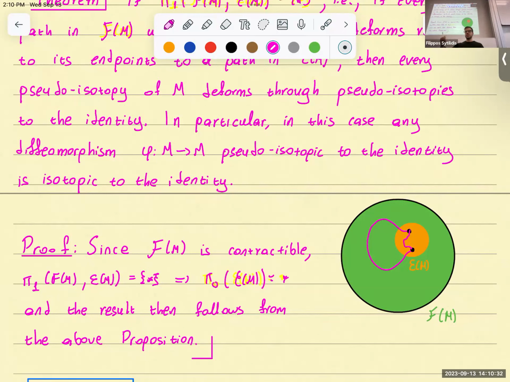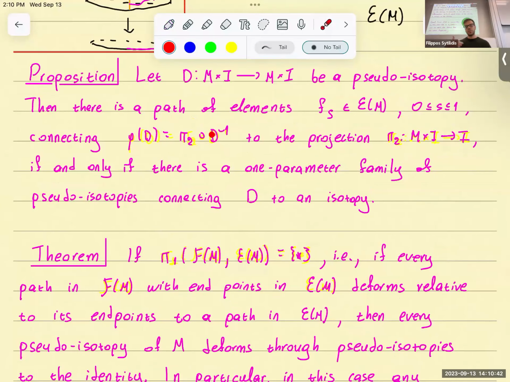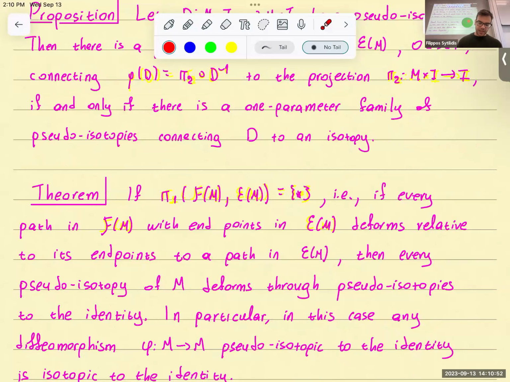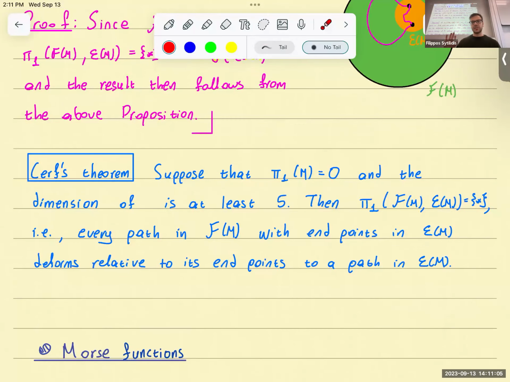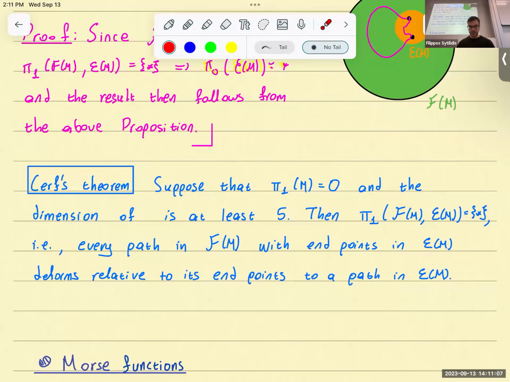And since the space epsilon of M is connected, then I would know that I can always have a path from pi2 composed with the inverse to pi2, which would then imply that every pseudo-isotopy on M is equivalent to an isotopy. And what Cerf proved is that if your manifold is simply connected and the dimension is at least 5, then this relative fundamental group is indeed trivial. So that's basically just review from last time.